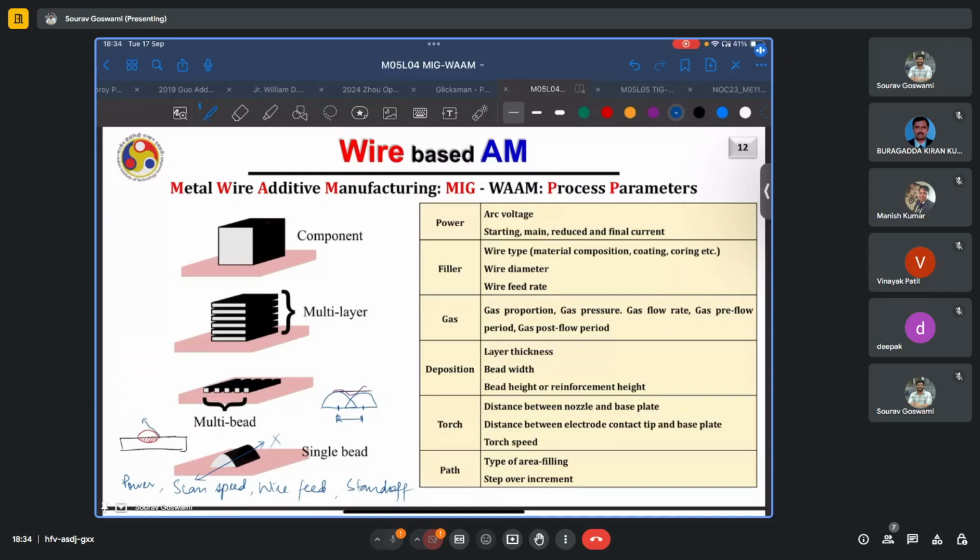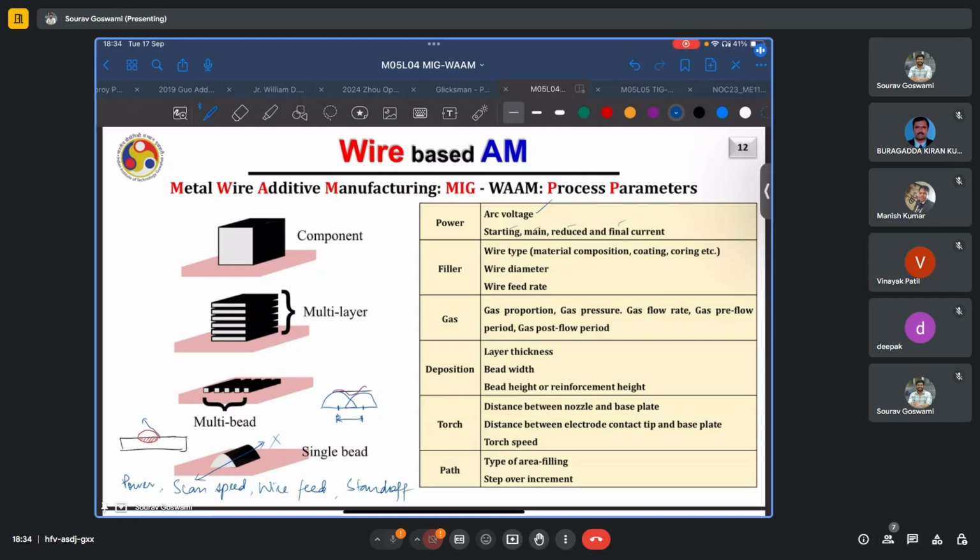The process parameters which play a key role in each of these experiment types are the power in terms of the arc voltage and the currents being the starting, main, reduced and final currents, the filler material, so the wire type, whether it is coated, uncoated, cored or not, the diameter of the wire and the wire feed rate, the shrouding gas that you use, its purity, proportion, its pressure, and for what duration of time did you have the gas flow before the start of print and after the print.